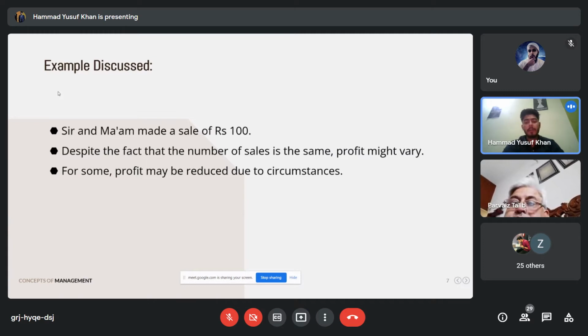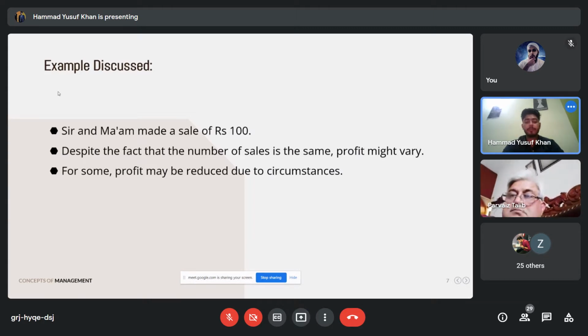Assuming he and ma'am both make a sale of $100, but in his instance the cost is 95 and the profit is 5, while ma'am earns a profit of 10 and the cost of production is 90. This example was given to us for assisting us in grasping what profitability ratios are on a basic level. Despite the fact that the number of sales is the same, one makes a profit of 5% and the other makes a profit of 10%.